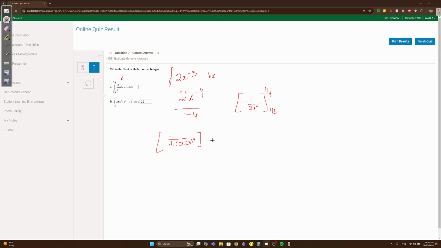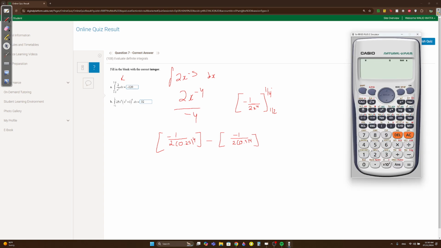Minus. Now substitute half, which is 0.5. Let's see, what do we get? Minus 1/2, 0.25 to the power of 4, minus, open bracket, minus 1/2 times 0.5 to the power of 4. You get negative 120. Okay.